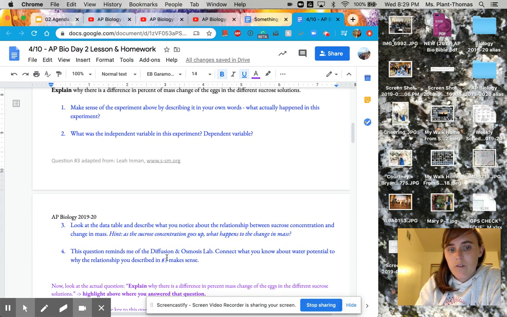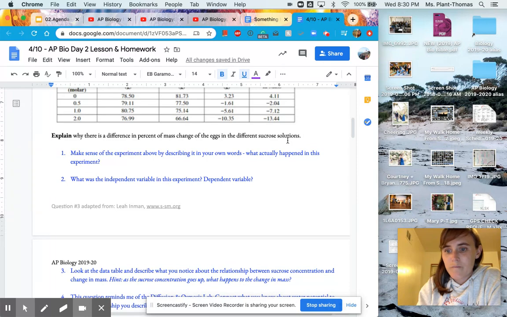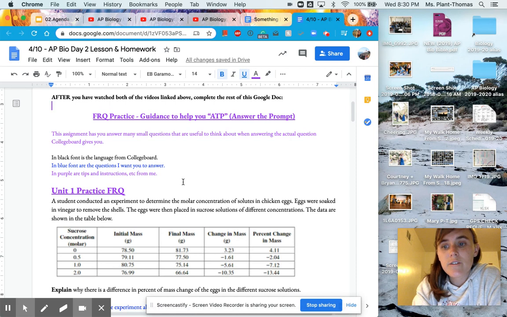So you are answering everything in blue because I want to guide you through thinking about the various things you have to think about when you approach a free response question. So you see that broken out, and then those together help you answer this question. You'll see it's all laid out for you. The black font is from College Board, blue is what I want you to actually answer, and purple are some tips and instructions from me.